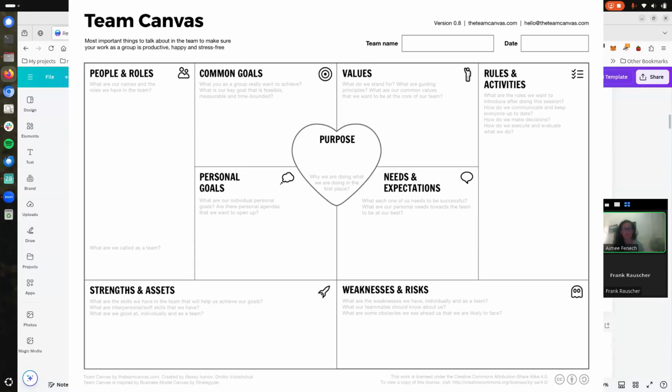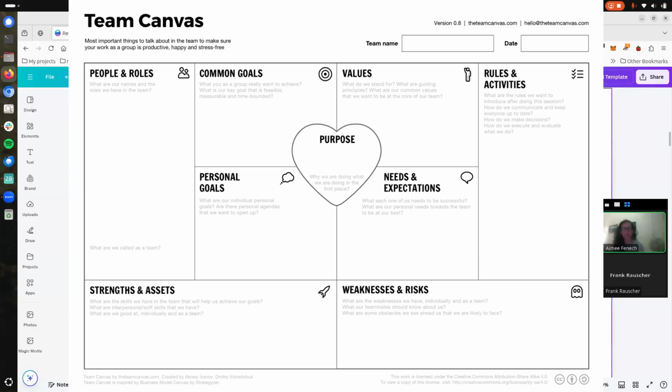If I go to the next one, I'm going to start with the team canvas. The team canvas was developed by the team canvas team, and you can find this on teamcanvas.com. I will also provide this as part of the artifact, so you don't need to worry about it. And this is just to show you briefly what it consists of.